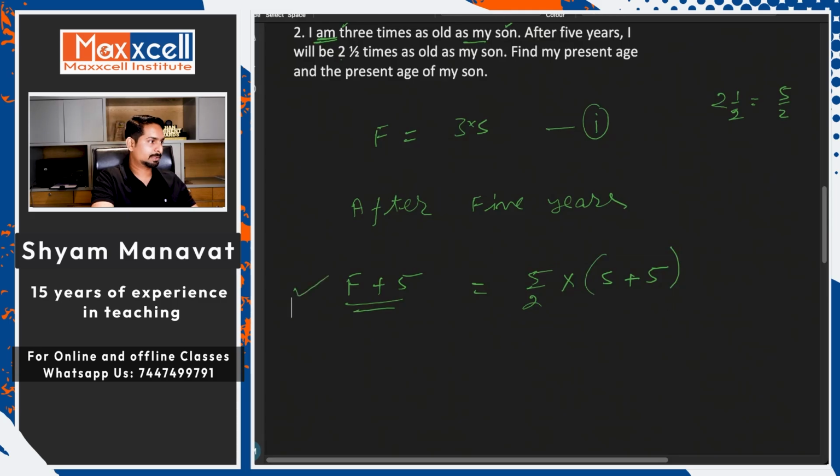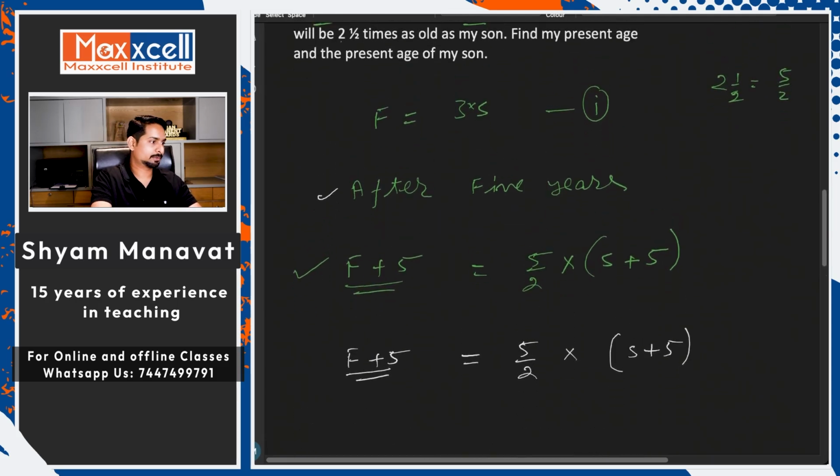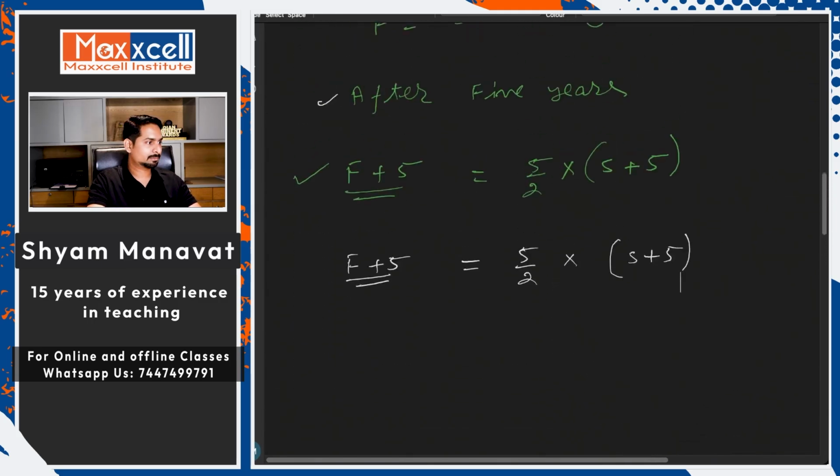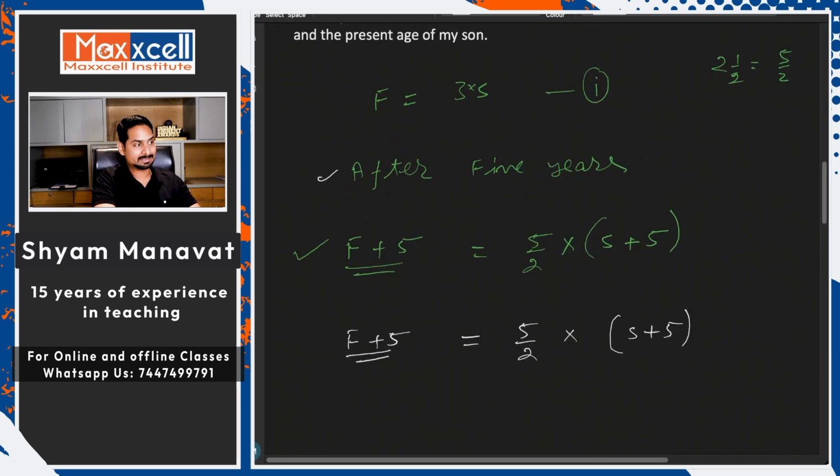Shall I do it again? Let me do it again for you. First, I will adjust after 5 years. So F plus 5, S plus 5, present age plus 5. I am, helping verb, I will be, okay. So I will be, that means father will be, helping verb, 2.5 times, 5 by 2 times means multiply as old as my son. So multiply into son's age. Okay, that's fine now. Okay, good. Now let's simplify. You can simplify this equation and then get the value of S and F.